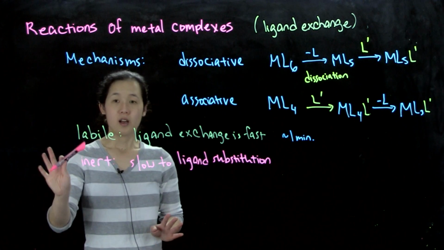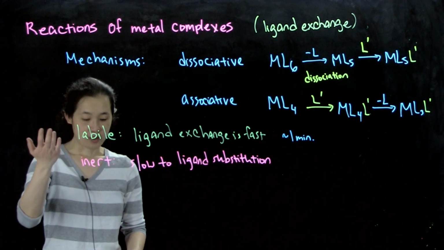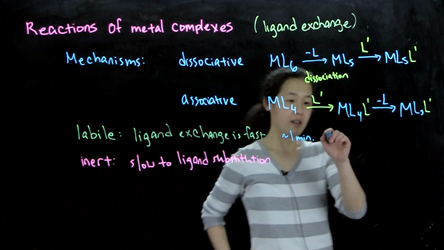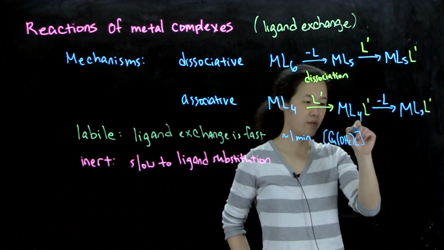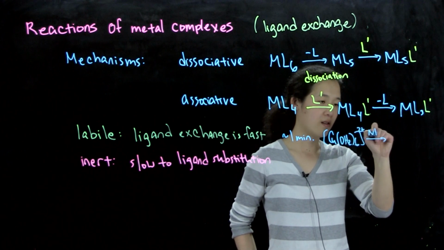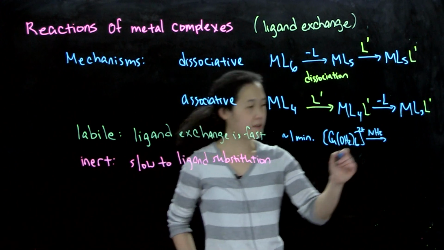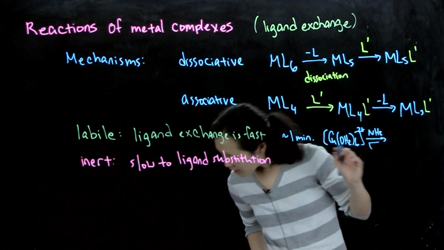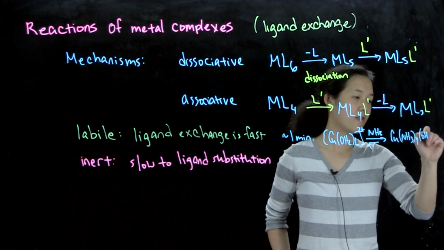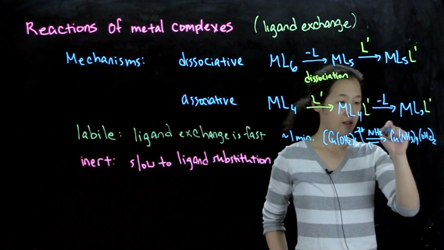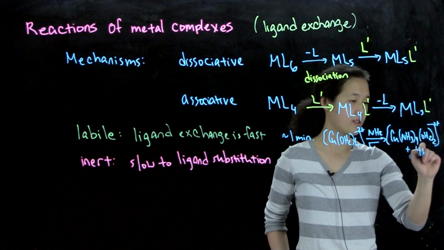So labile versus inert. One way that we can think about these things is, for example, I'll give you an example of a labile reaction. If we take hexaaqua copper, and then we add ammonia to it, this reaction is very fast, and we usually form, even though it's in equilibrium, copper with 4 bound ammonias and 2 waters, and 4 waters as the byproduct.